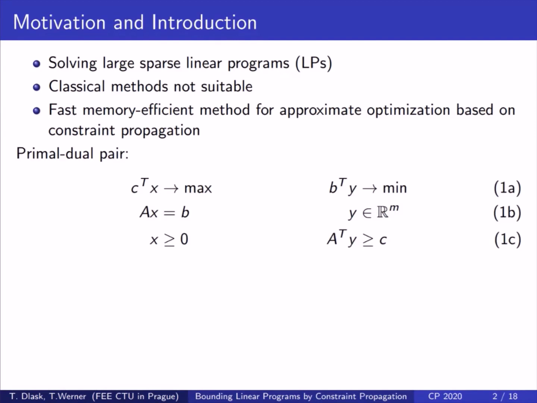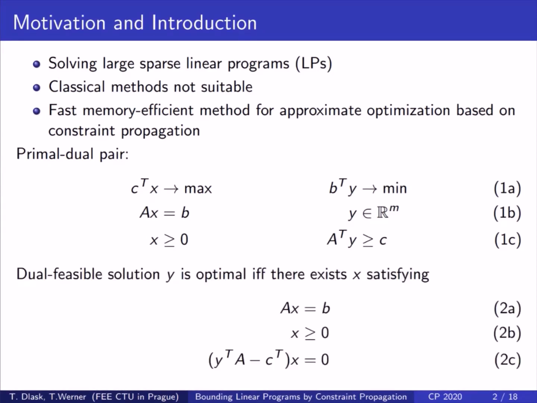Let us consider the following primal-dual pair. Note that any y feasible for the dual on the right is an upper bound on the common optimal value. By the well-known complementary slackness theorem, a dual feasible solution y is optimal if and only if there exists an x satisfying conditions 2, which can be seen as a system of linear equalities and inequalities in x.